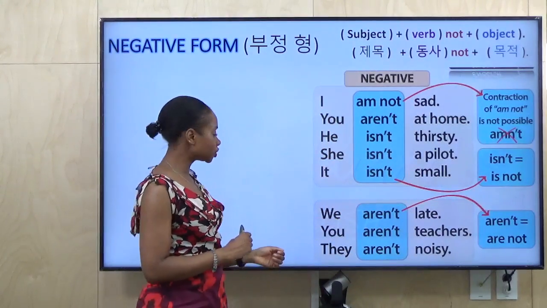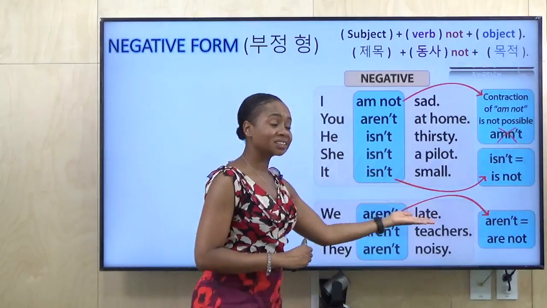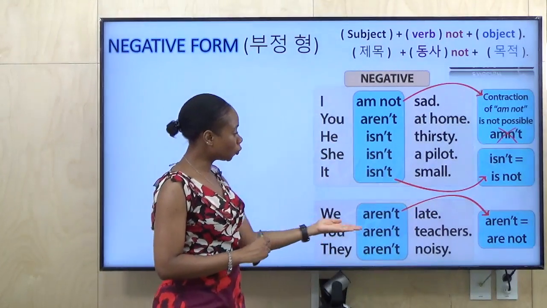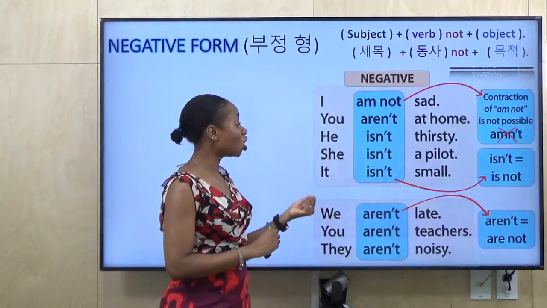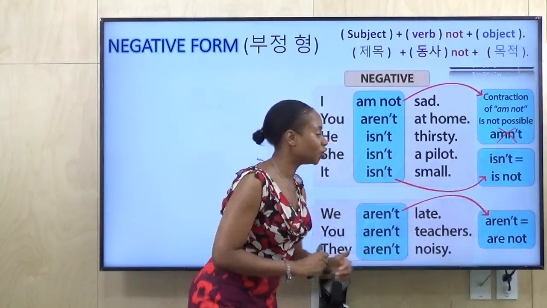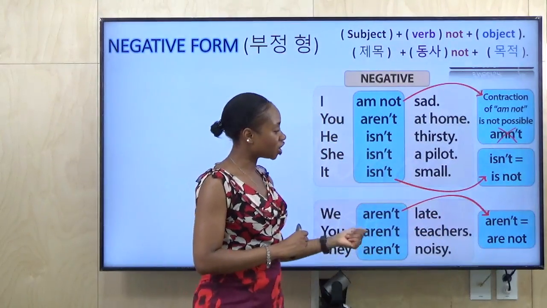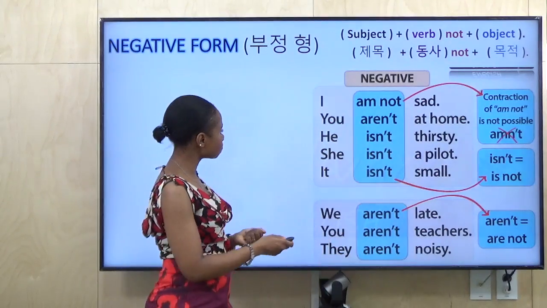Let's cover our plurals very quickly. We aren't late. You aren't teachers. Are not, okay? Aren't, are not. And last, they aren't noisy, right?